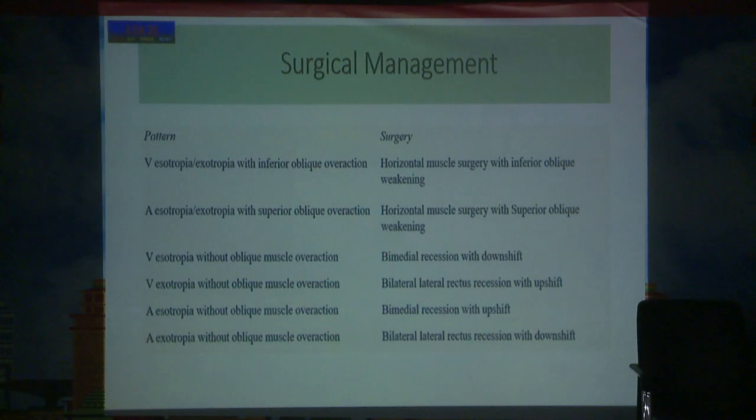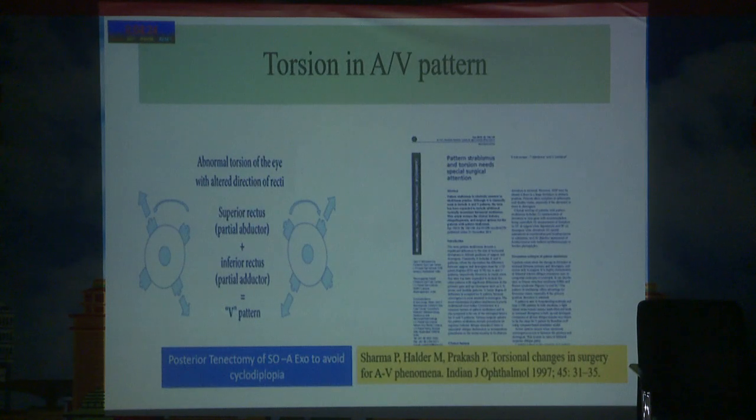He has given a pattern surgeries in which patterns to take care of. And one thing we have to understand, this is another thing, the torsion in AV pattern will be taken care of if you do a posterior tenectomy of the superior oblique for an A pattern to avoid the cyclotorsion. So that has to be also kept in mind.